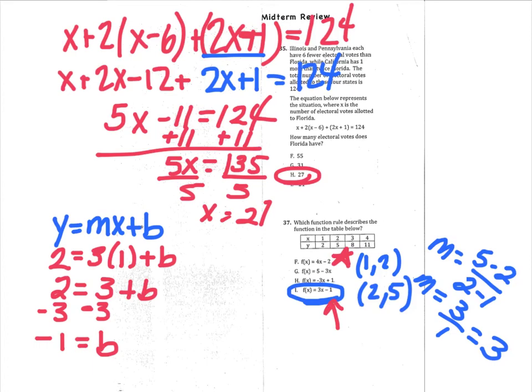If I had more than one choice with positive 3 as a slope, I would be forced to find the b value and know what that was.